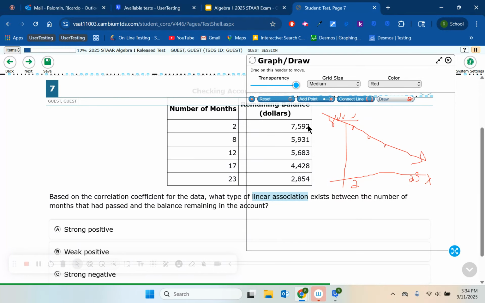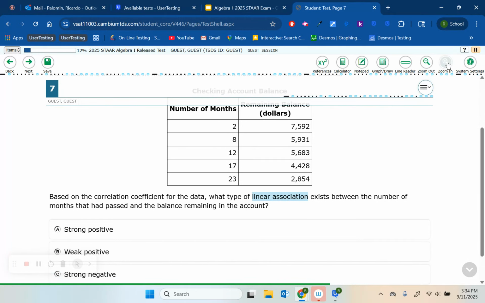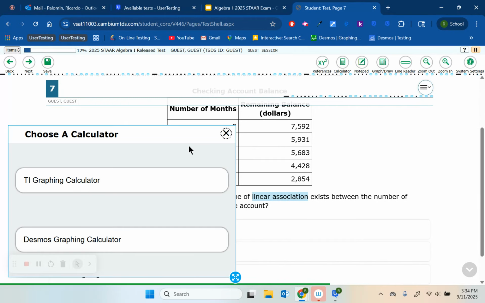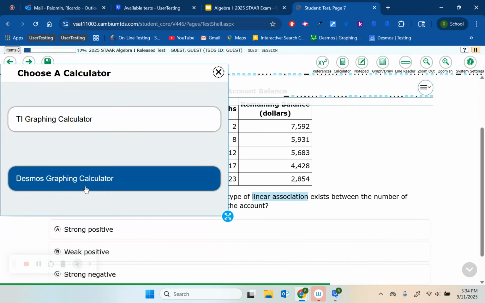So the guy already tells me right off the bat, right? Because 7,000, 5,000, 5,000, 4,000, 2,000, that it's negative. So it's one of these answers down here. So that being said, is it negative strong, or strong negative, or weak negative? I can use the calculator that they give us now and the new function on the calculator to help me determine this. So I'm going with Desmos.